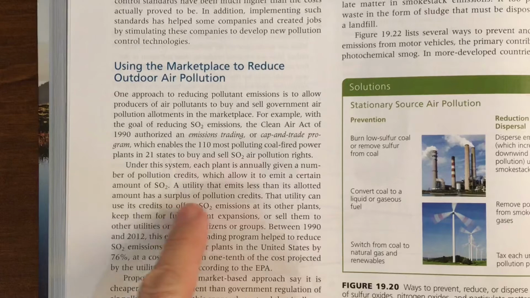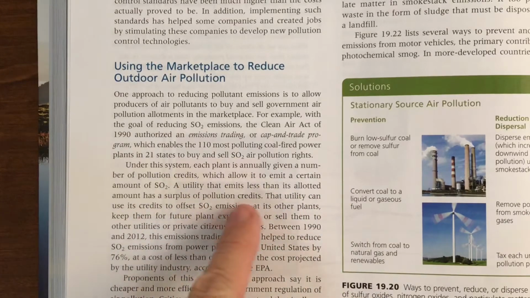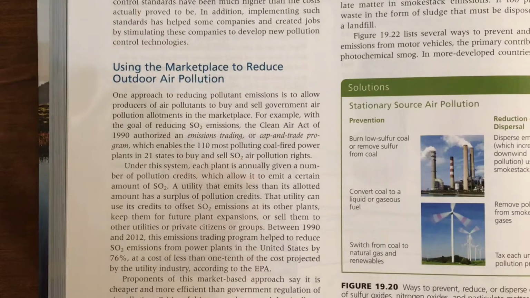So what ends up happening is this right here. A utility that emits less than its allotted amount has a surplus of pollution credits. So here are some things they can do with that. They can expand and create more air pollution because they have the credits for it, or they will sell their credit to another company that is producing more pollution than they are given credits for. The reason this makes me laugh is that companies can make money and sell something they don't do. So I'm selling you this credit for pollution I didn't create.